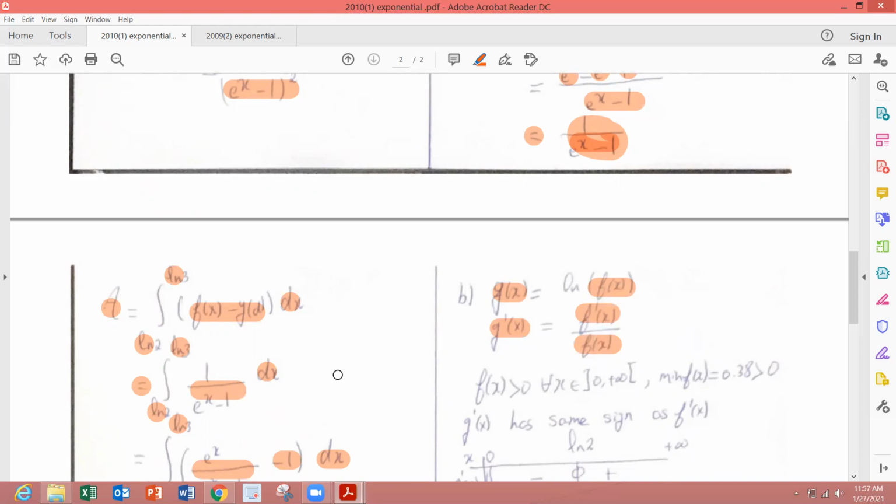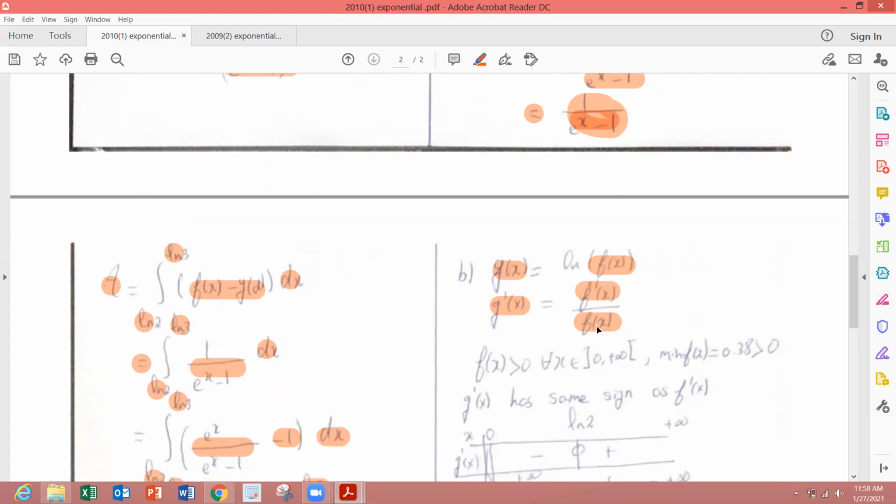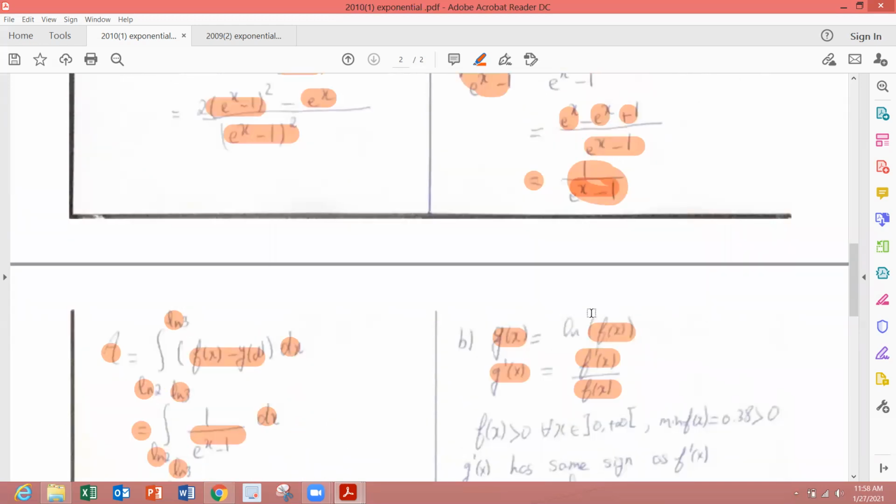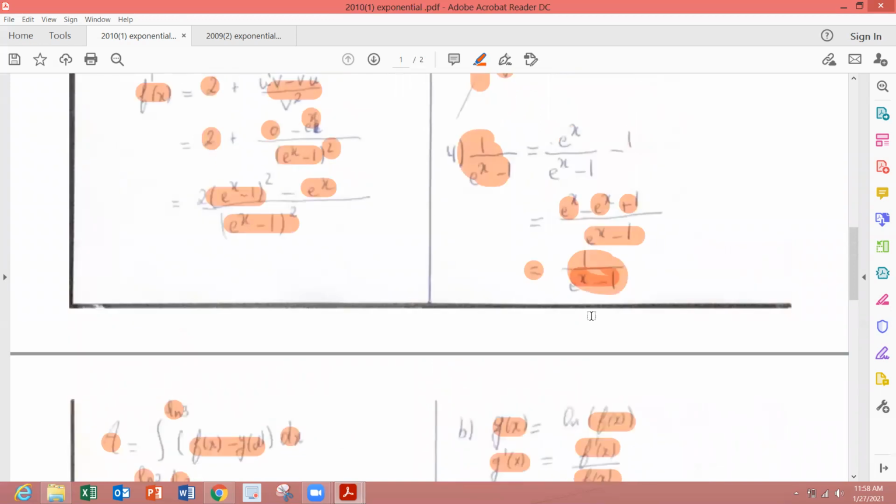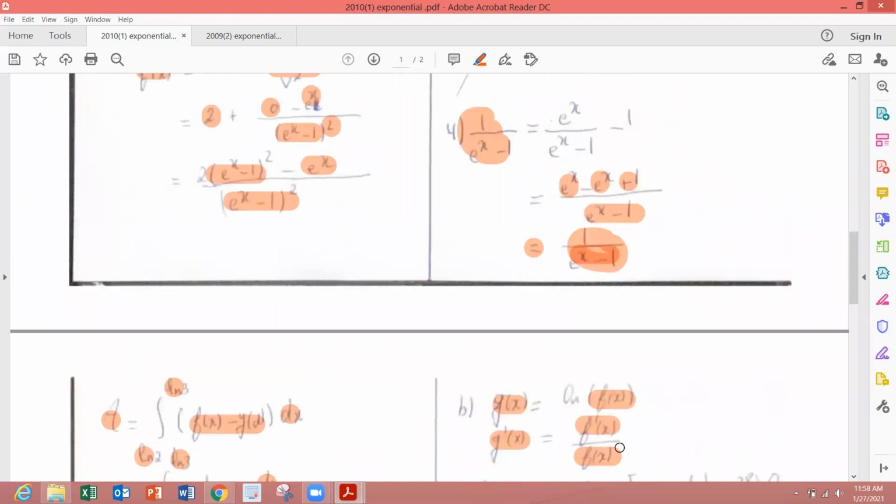Since g is ln u, its derivative is u prime over u. So first I take the derivative: g prime is of the form of a fraction, f prime x over f x. What is the sign of f x?